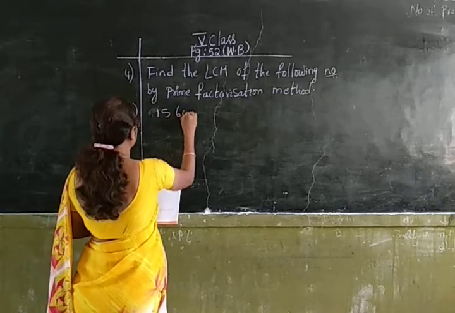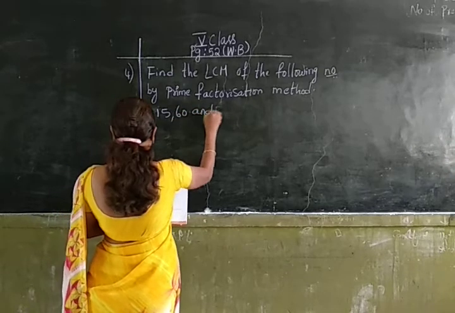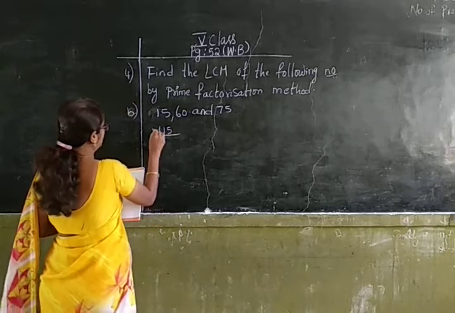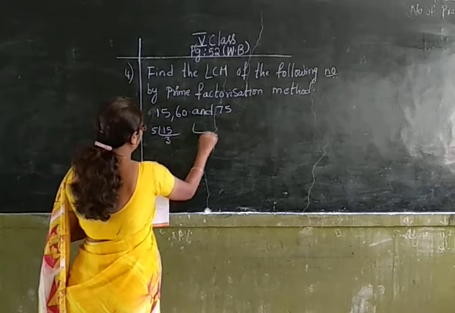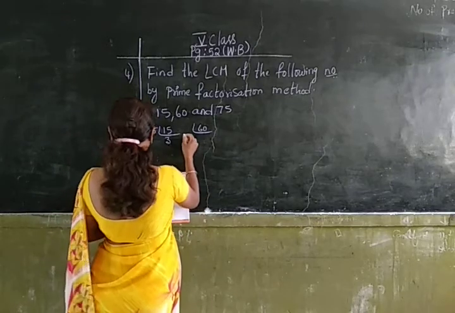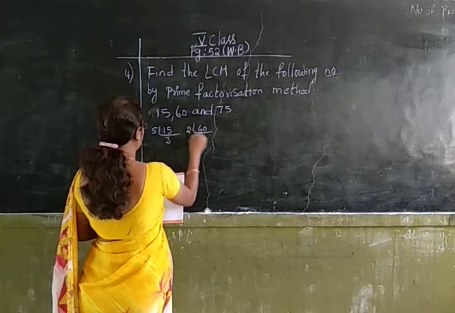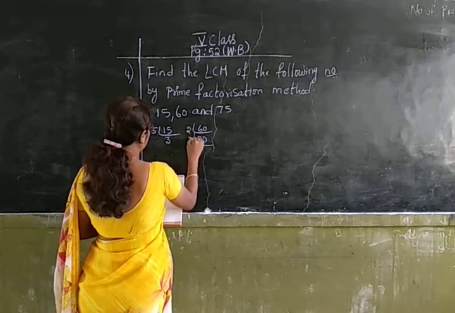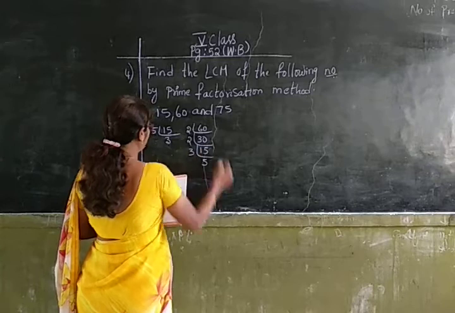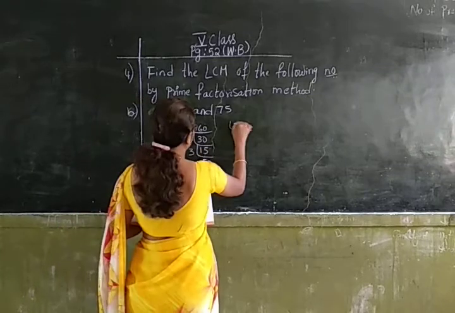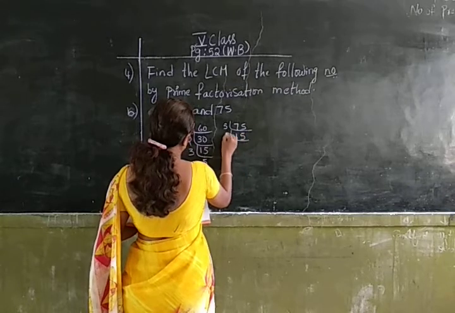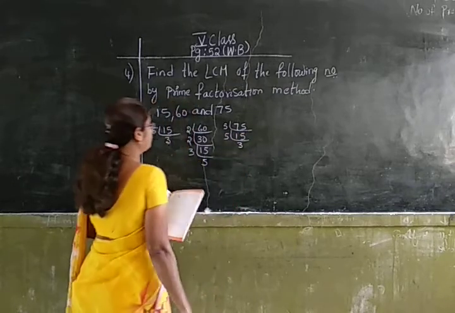The numbers are 15, 60 and 75. First let us find out the prime factors for 15. 5 3s are 15. Let us prime factorize 60. Okay children, 2 30s are 60, 2 15s are 30, 3 5s are 15. Then 75, 5 15s are 75, 5 3s are 15.